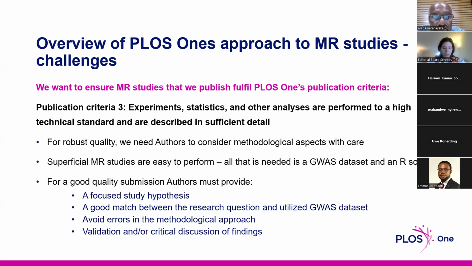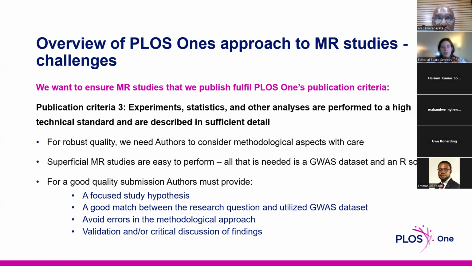So in order to be in line with this publication criteria, we need, again, the authors to provide a focused study hypothesis. They also have to provide a good match between the research question and the GWAS data set that they are using, because certain things cannot be looked at in every data set, because populations, for example, are different. If you want to look at the association of, let's say, a high-fat diet and breast cancer, then you need to find a population where it actually makes sense to study this. So often there is a mismatch between the GWAS data set that is used and the research question.